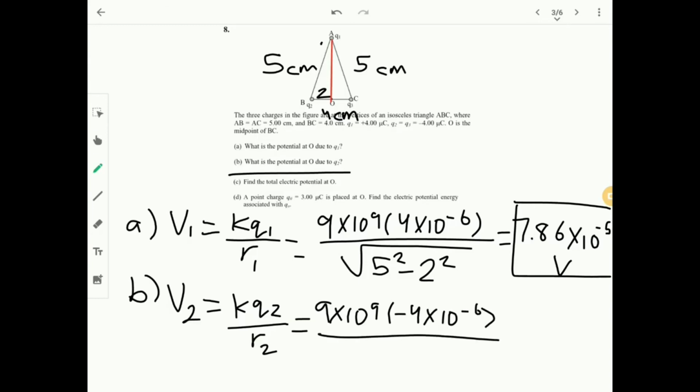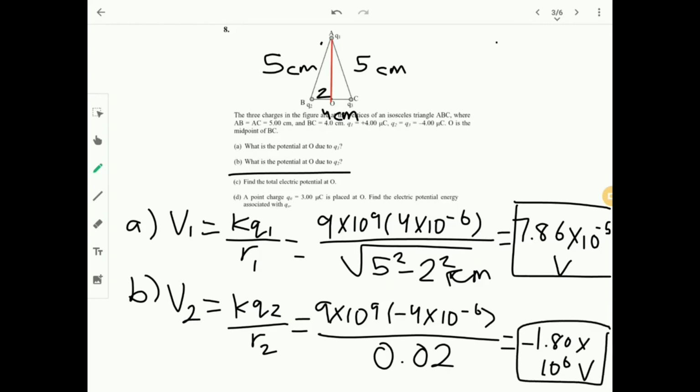Now what's the distance? It's obvious that it is 2, right? So it is 0.02, and one thing I forgot to mention here, it has to be in meters, so you have to convert accordingly, and you should get minus 1.80 times 10 to the power of 6 volts. Can anyone tell me something special?